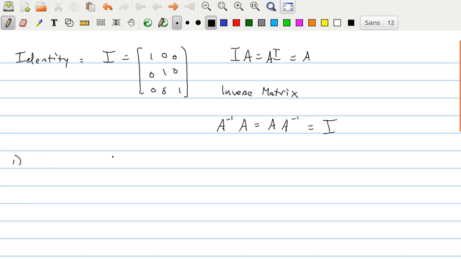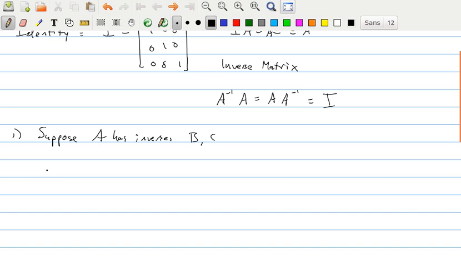So there are a few properties that we have for inverse matrices. First off is that the inverse matrix is unique. There's only one for a given matrix A. To prove this, suppose that A has two inverses, B and C. Suppose these matrices both have this cancellation property with A. That means that A times B in either order gives you the identity, and A times C in either order gives you the identity.